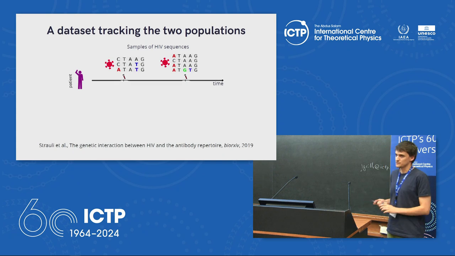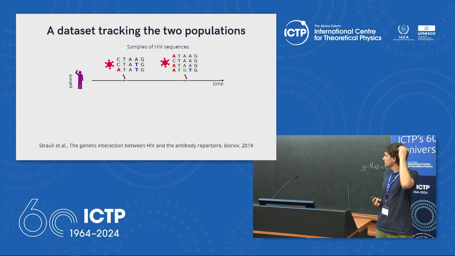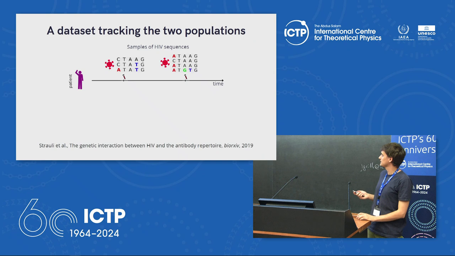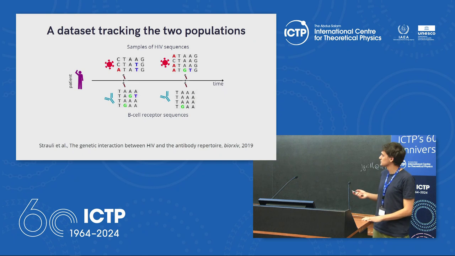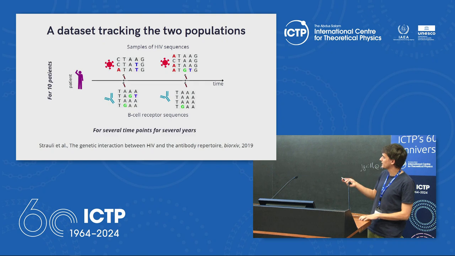We start from sequencing data. In this data set, we have sequences of the virus in time from a given patient. The sequences change, they have new mutations, new variants. What's special about this data set is that not only do we have the virus, we also have the sequences of the receptors. This is quite unique: it is the only data set we know in which the sequences of the two populations are present. We have 10 different patients, with different time points over several years.